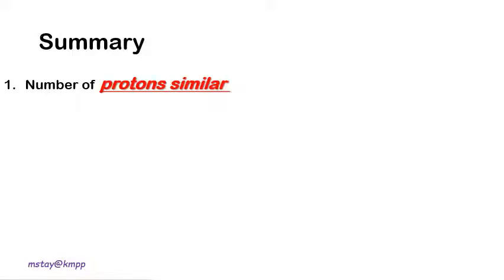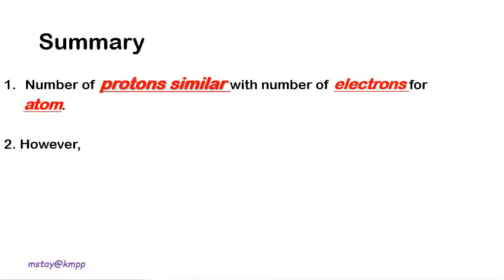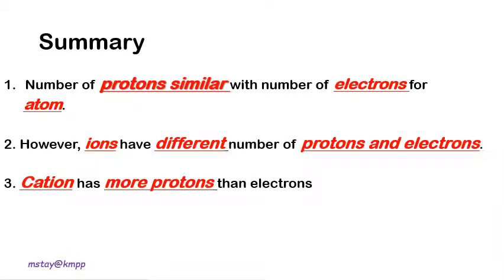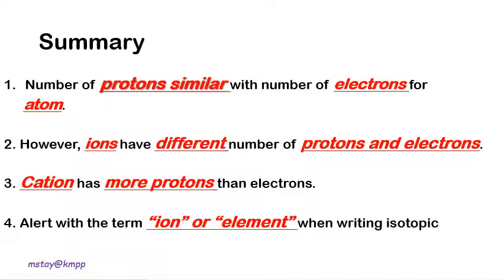Okay, based on the answers given above, let's do the summary. First, the number of protons is always the same as the number of electrons for an atom. However, ions always have different numbers of protons and electrons. Third, a cation always has more protons than electrons. And lastly, always be alert to the terms ion or element when you are writing the isotopic notation.